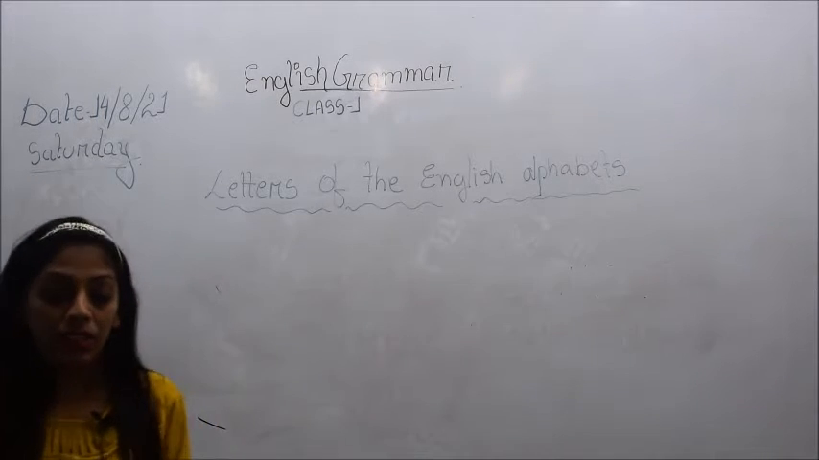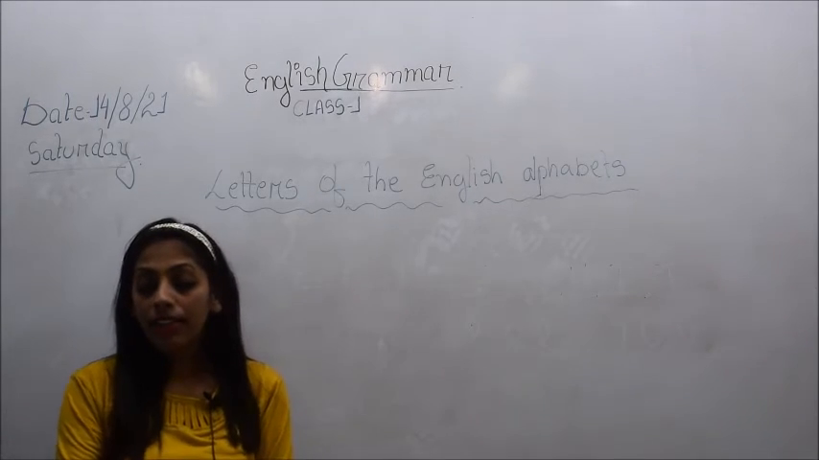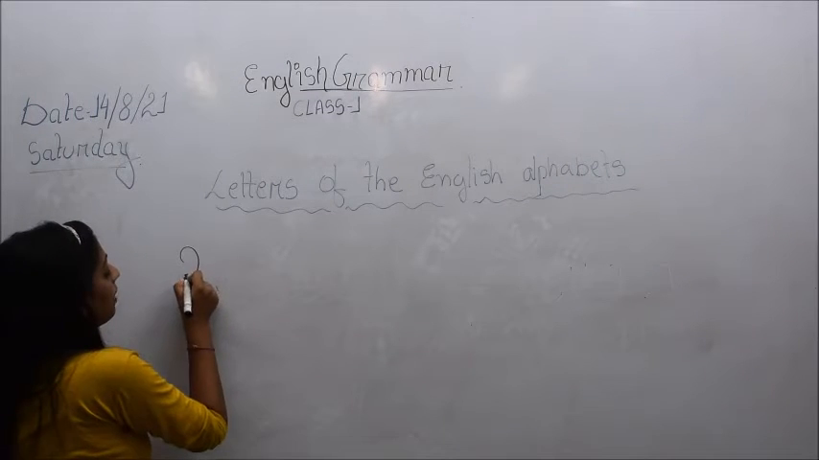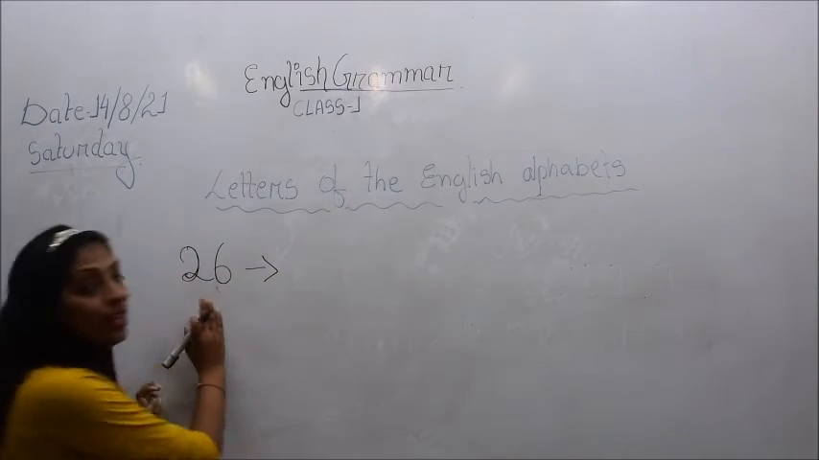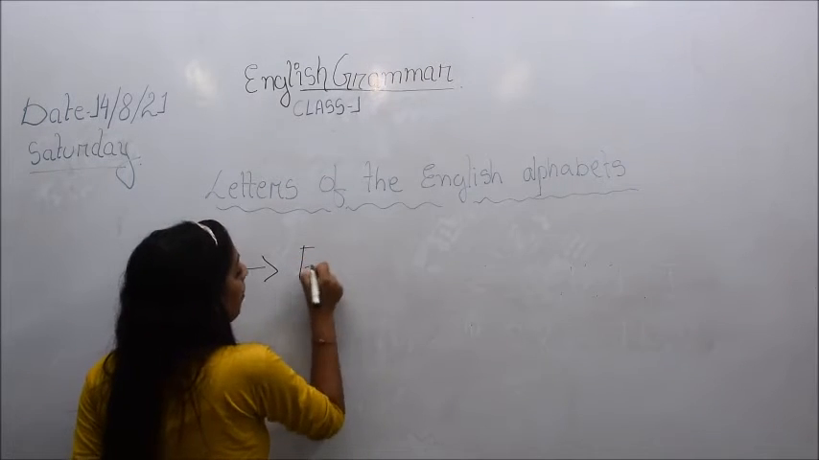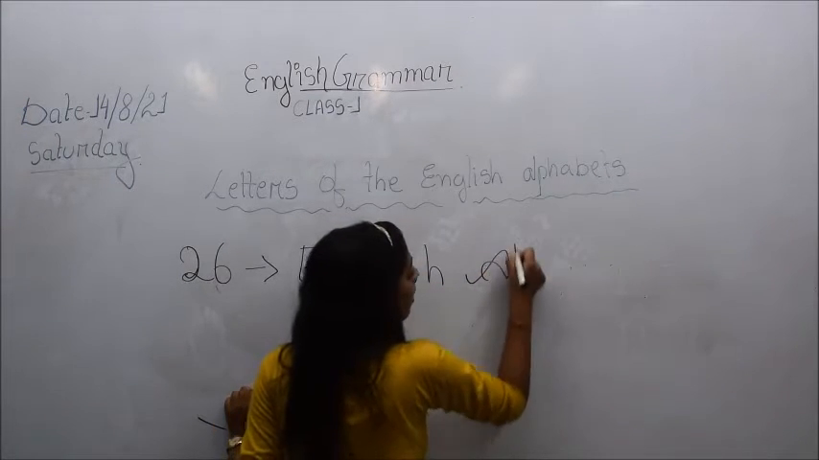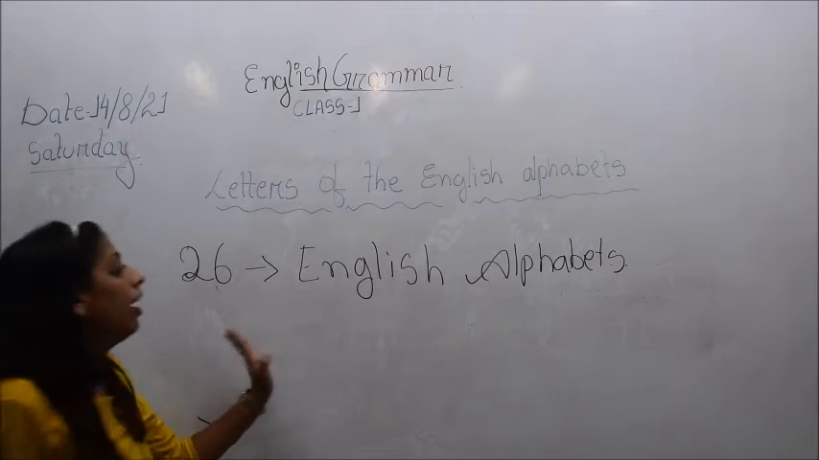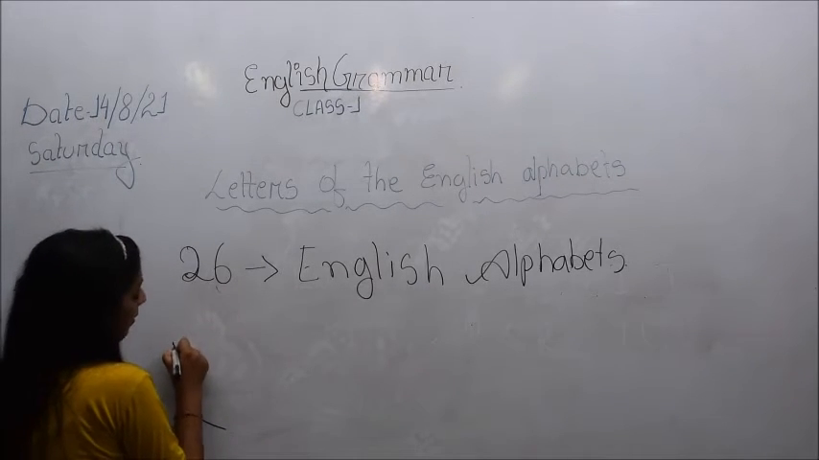Now, children, here in your book it is written that there are 26 letters in the English alphabet. If I ask you how many letters there are in the English alphabet, then there are 26. There are 26 letters in the English alphabet. And what are they? We will write them again.